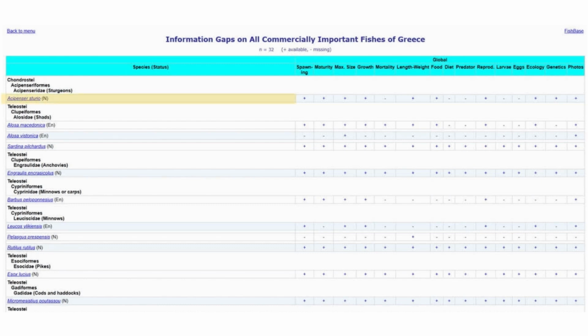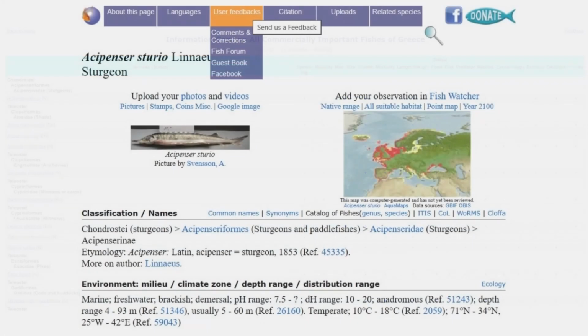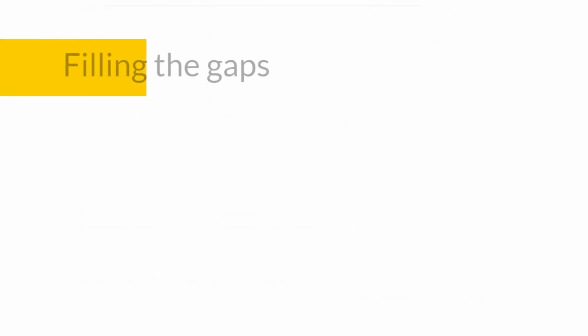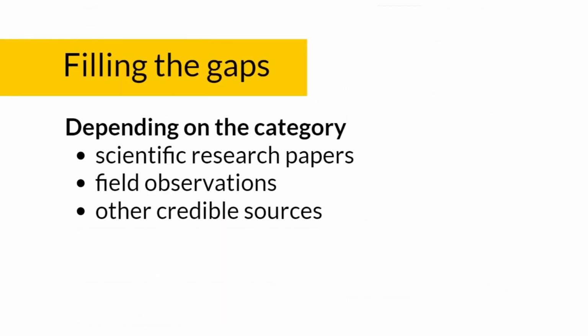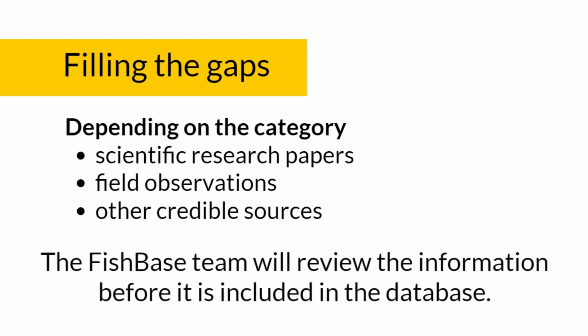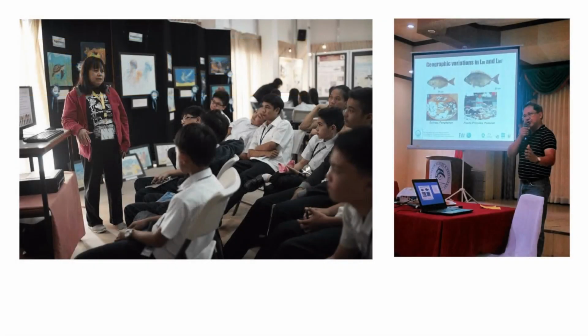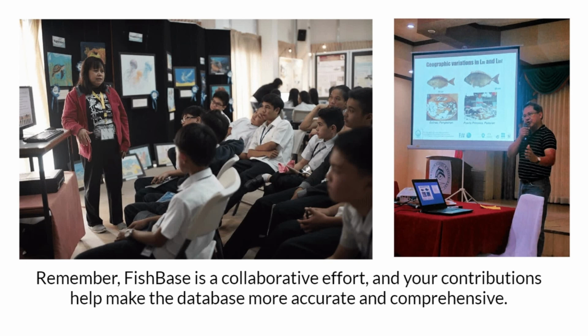Clicking on a specific species will take you to its species summary page, where you can make a request to add or edit information by sending your comments and/or suggestions through the user feedback link at the top of the page, featuring contact options via email under Comments & Corrections, or through our Facebook page. Depending on the category, you may need to gather scientific research papers, field observations, or other credible sources to fill the gaps. Once you've submitted your contribution, the FishBase team will review the information before it is included in the database. Together, we can create a valuable resource for researchers, scientists, and fish enthusiasts.